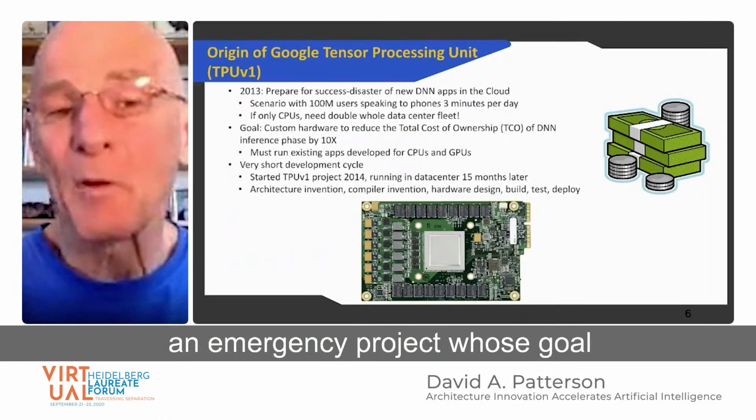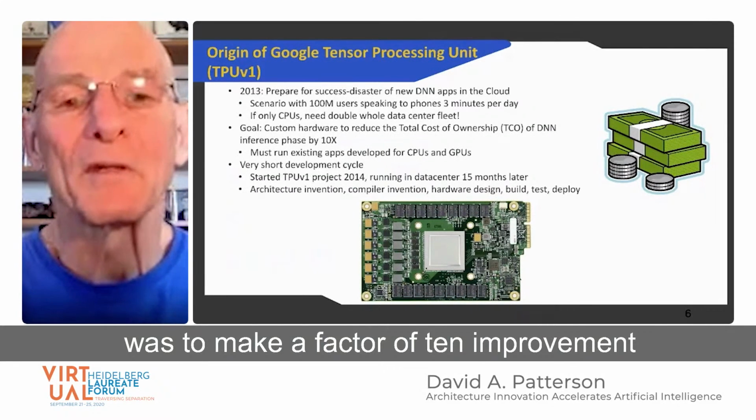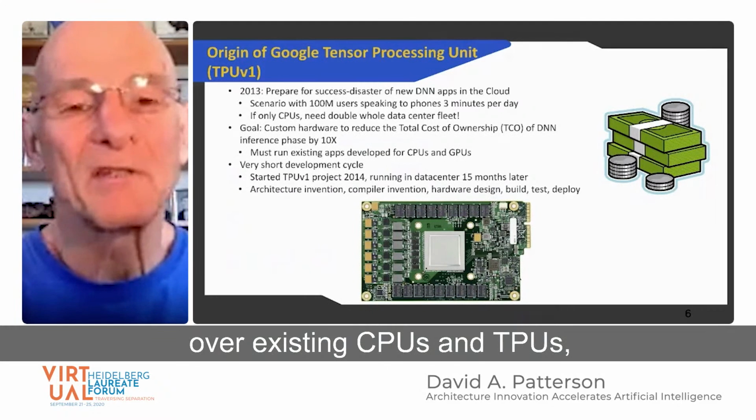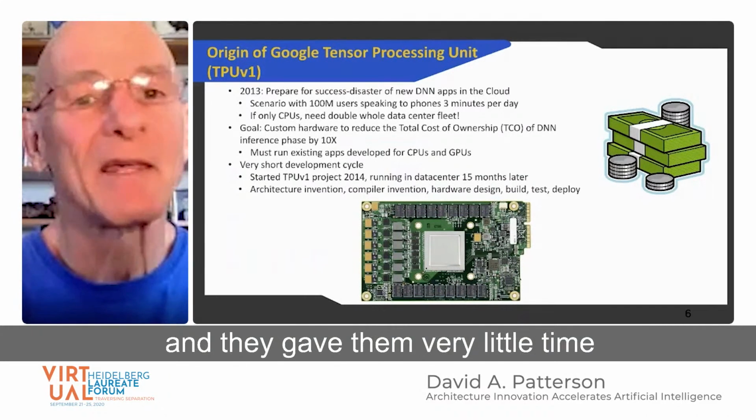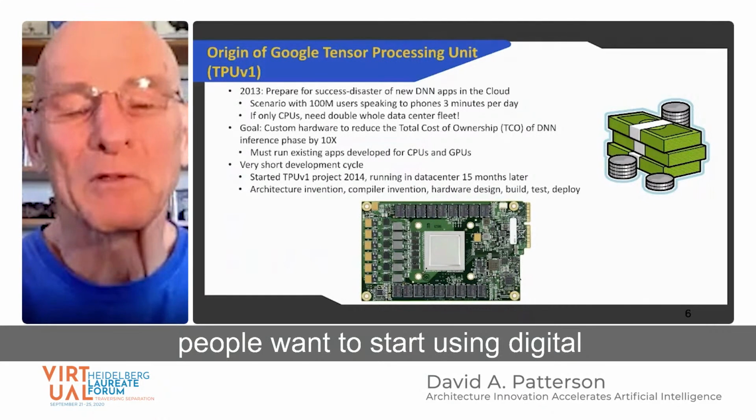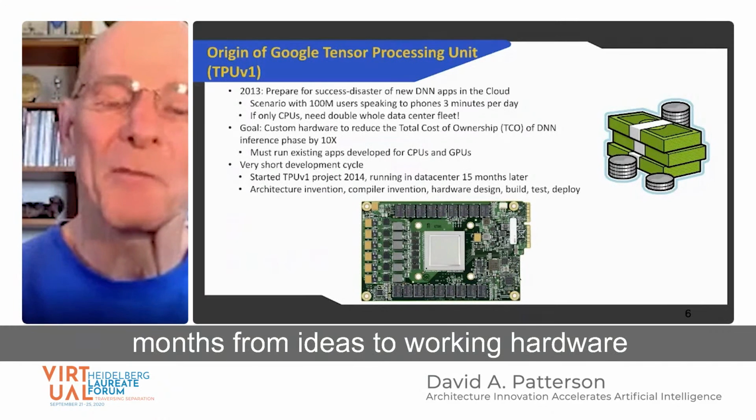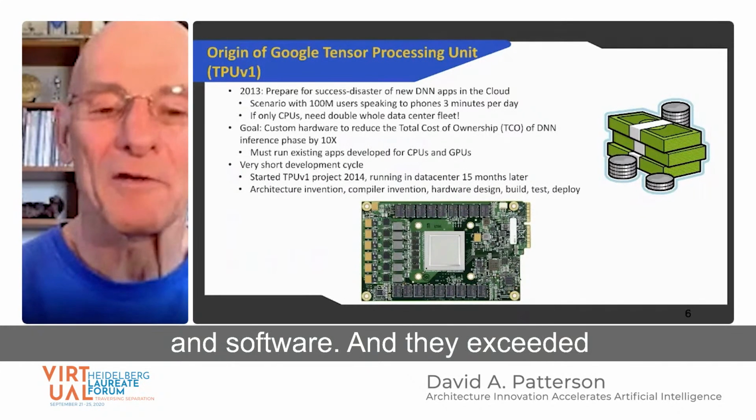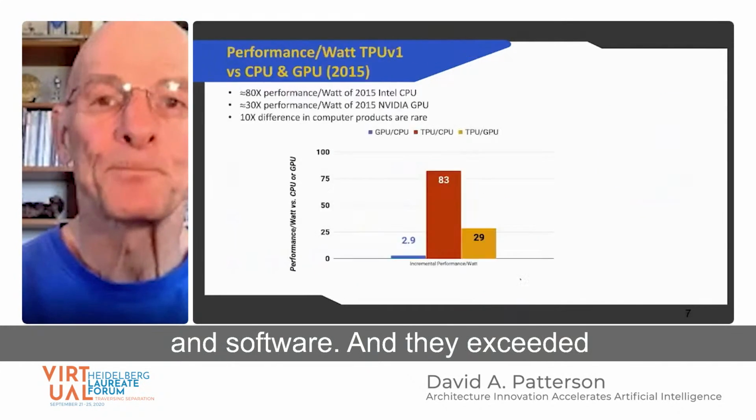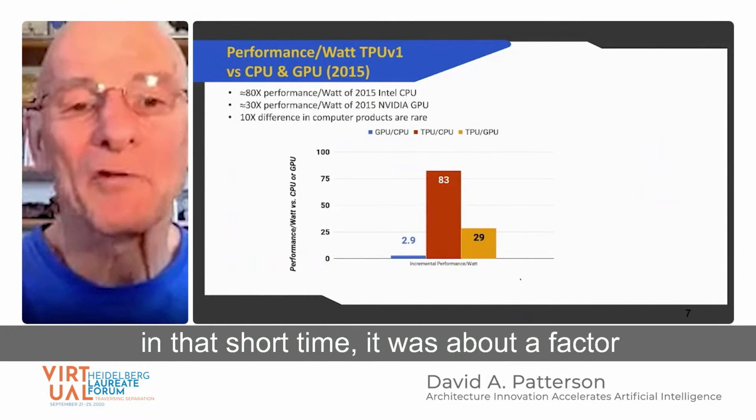So they set up an emergency project whose goal was to make a factor of 10 improvement over existing CPUs and GPUs. And they gave them very little time because this could happen any day that people want to start using deep neural networks. So it was done in just 15 months from ideas to working hardware and software. And they exceeded the expectations, remarkably enough, in that short time.